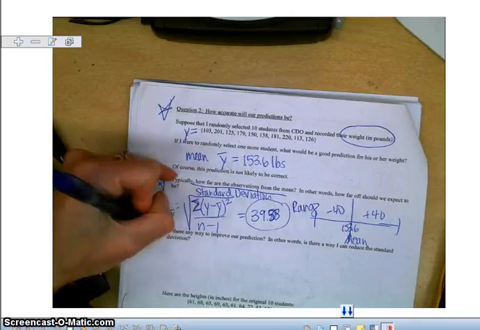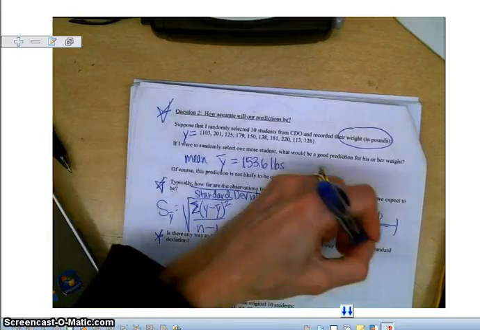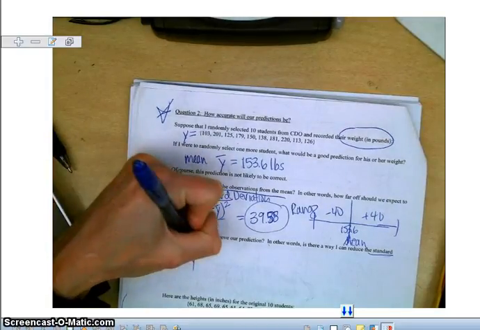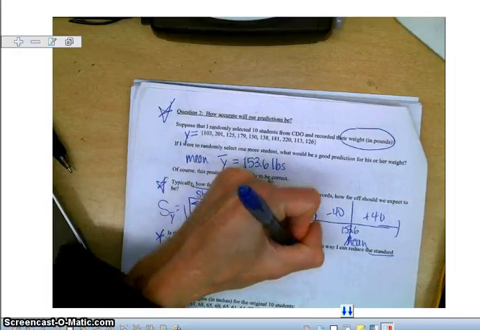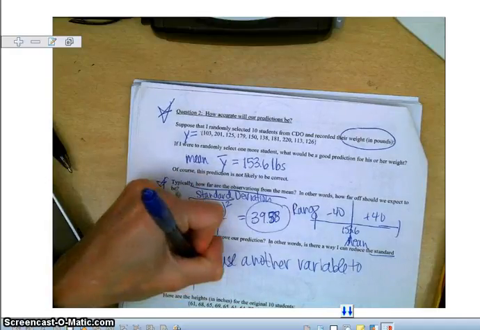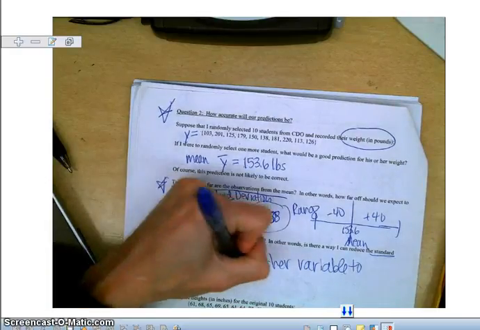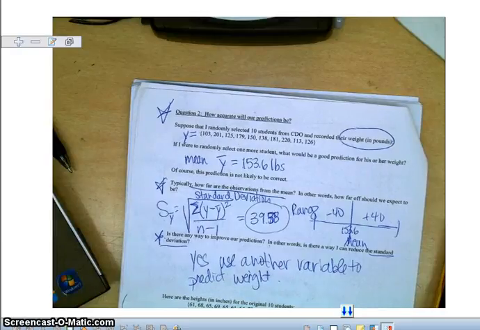So, question, is there a way to improve my prediction? In other words, is there a way I can reduce the standard deviation? Yes. Use another variable to predict weight.